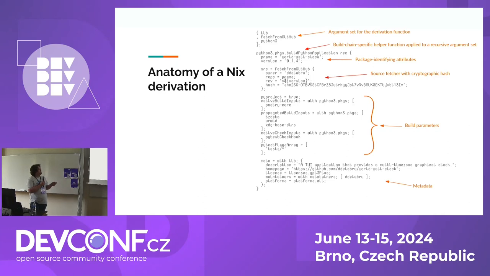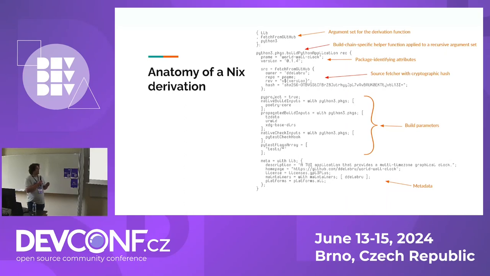And what we're returning here, the result of the function, is an object that's created by this helper function. In this case, we're using a helper function that's provided specifically for building Python applications. And we've got the rec keyword here. That means we're going to do things recursively.